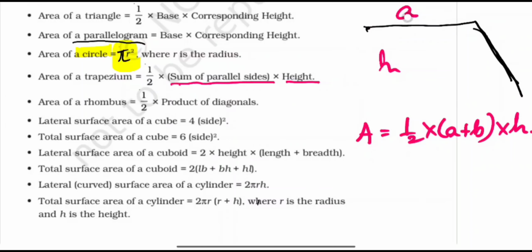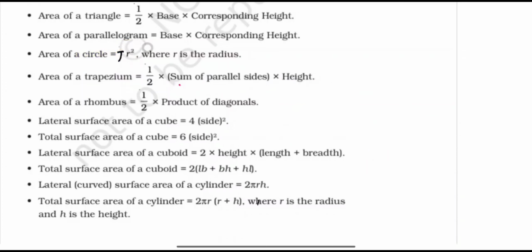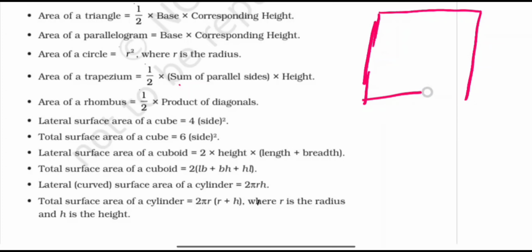Now let's move to another formula, which is known as the rhombus. What is a rhombus? A rhombus is basically a parallelogram, but in that parallelogram all the sides are of equal lengths. The same sign denotes that all the sides are of equal length.